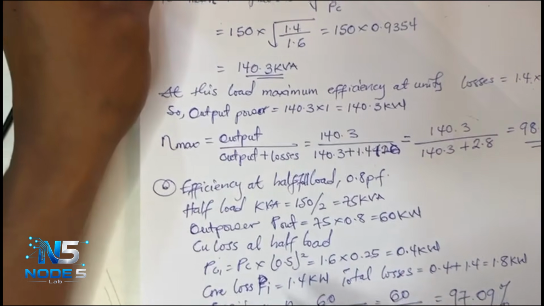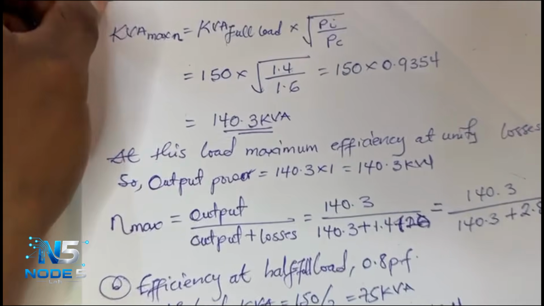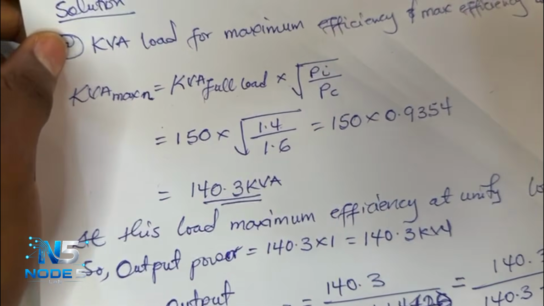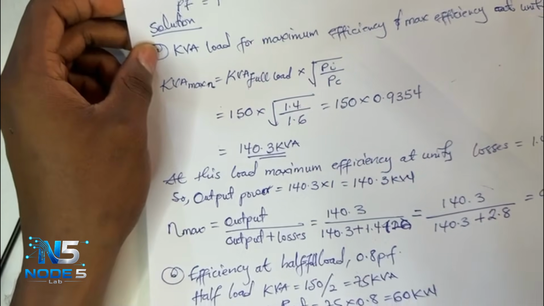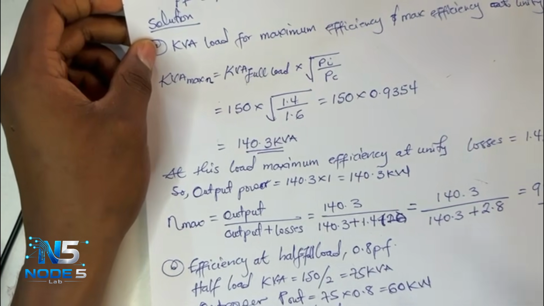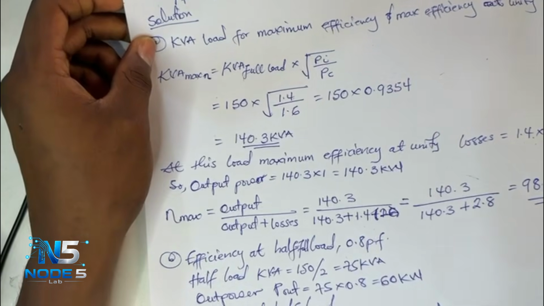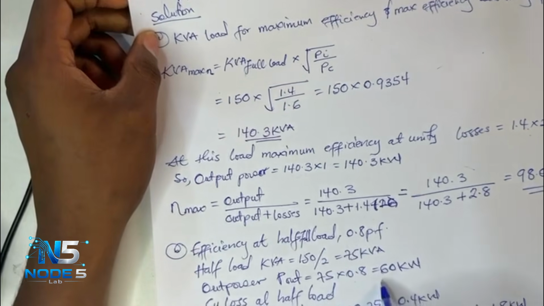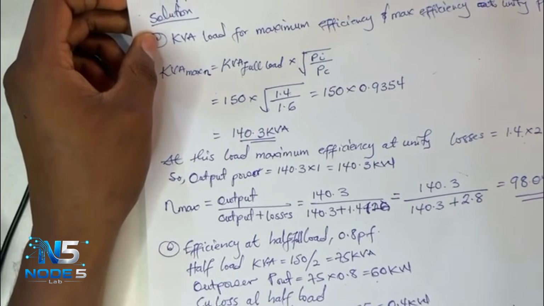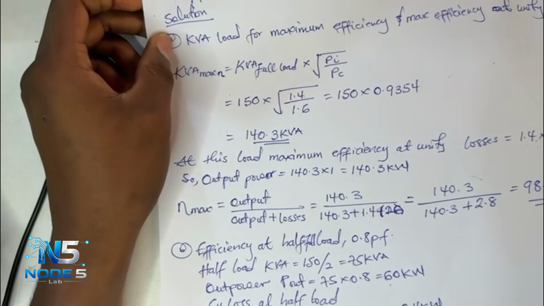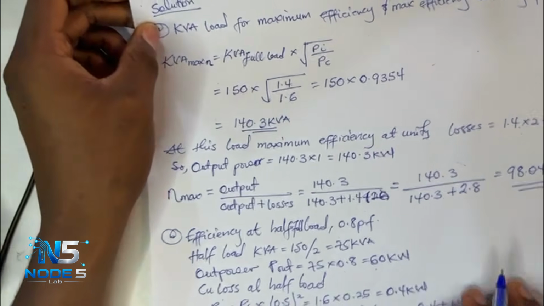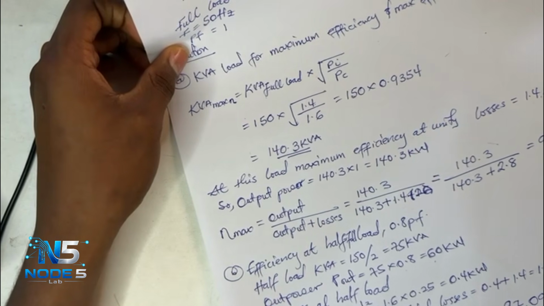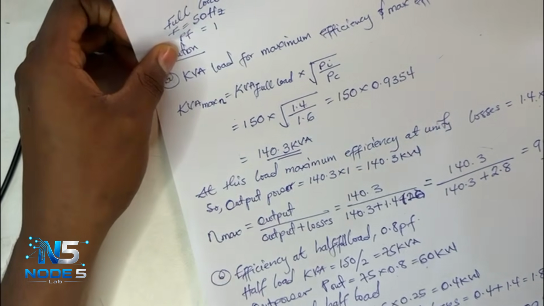So if you want to get the output power, what we need to do is multiply the power factor by the half load. That's 75 times 0.8, the power factor. That will give us 60 kilowatts. That is the output power. Okay, good. So now, after looking for the output power, let's find the copper loss, and after that we find the total of the losses to put in our equation.